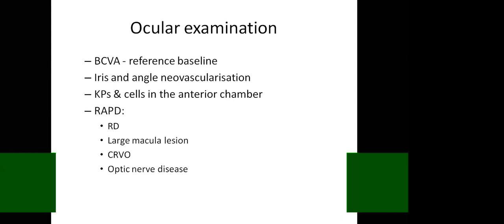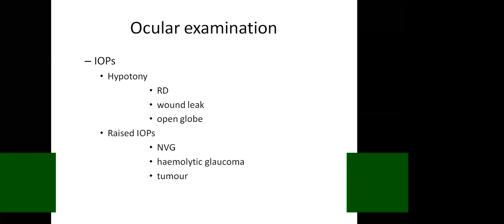You also want to rule out an RAPD, because this suggests to you that there's either an RD, a very large macular lesion, an ischemic retinal vein occlusion, or significant optic nerve disease. And this is important because you want to be aware of this factor when you're prognosticating whatever intervention you want to give.